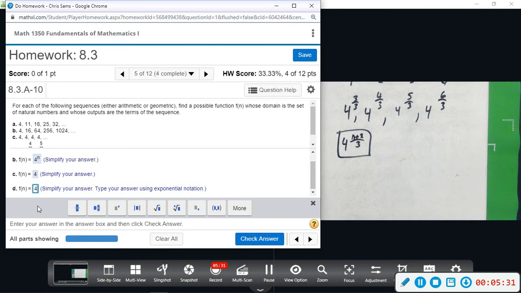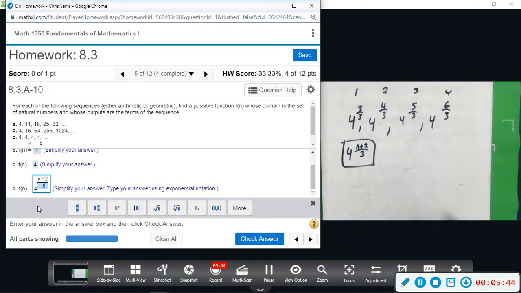And then the base we need here is just 4. We're going to raise it to a fraction, n plus 2 over 3, because all the denominators are going to be 3 in that scenario. Sorry, we couldn't see the 1, 2, 3, 4 up there.